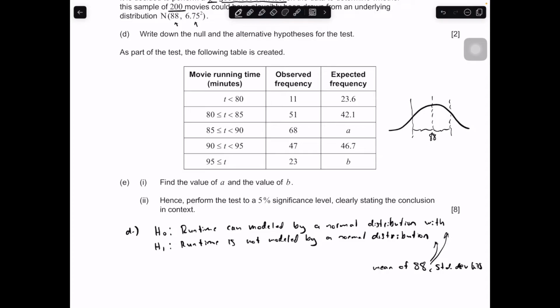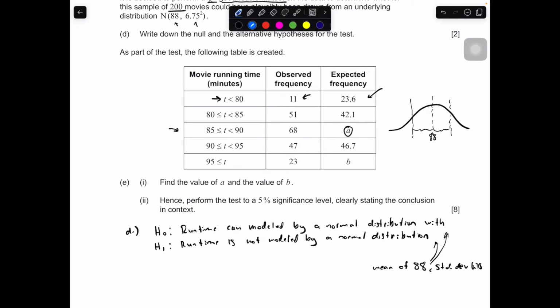All right. As part of the test, the following table is created. Okay, so runtime less than 80 minutes. What we observe is 11. What we would expect is 63.6. So we would expect a certain percentage of our 200 movies to be less than 80. And we can find these values using our normal distribution. So let's go find this value of A right here, and it's between this interval of 85 and 90.